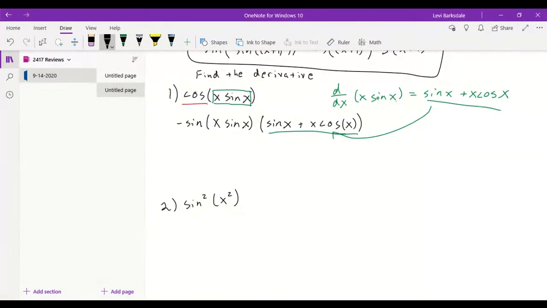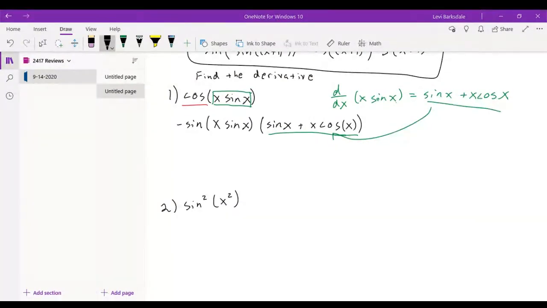The second one, I think I'll just go ahead and, do you want to work this one out, or would you like me to just work through it? All right, I'll just work through it then.